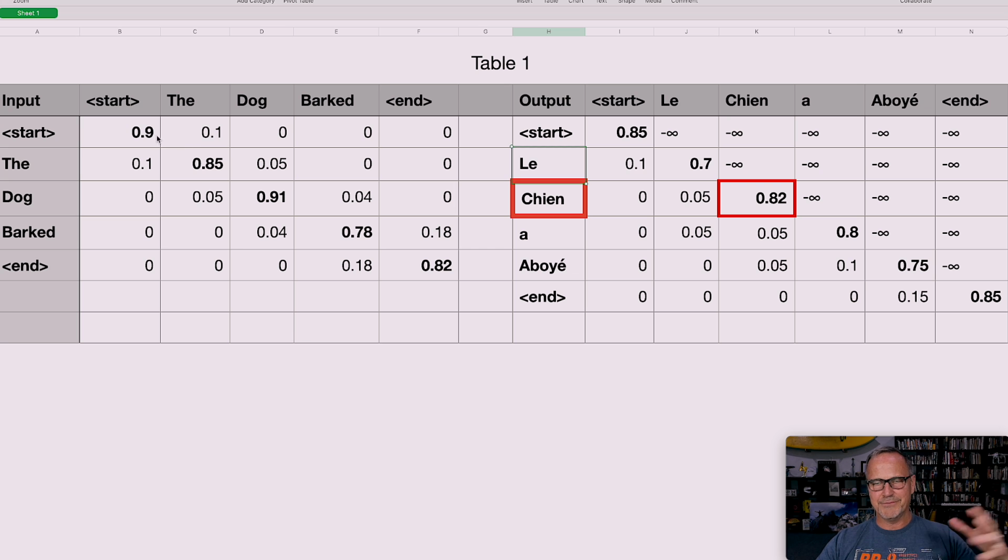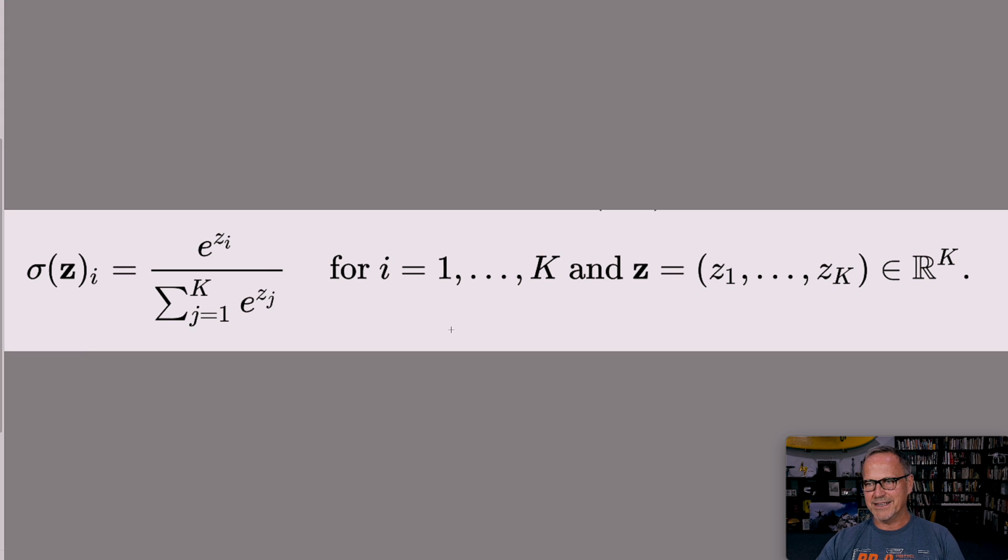And here you can see in my completely trumped up numbers, right? I've got everything adds to 1. So it's 0.9 and 0.1, 0.85 and 0.05 and 0.1, right? So I just made them all add up to 1. But by using softmax, you're guaranteed to get that. And the formula for softmax is this.